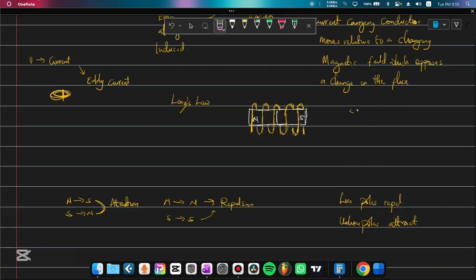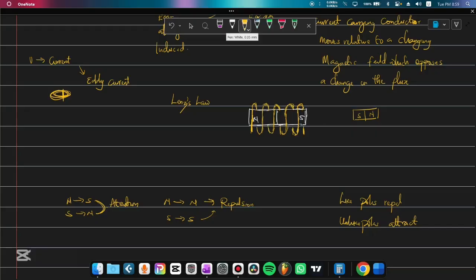Don't worry, with enough replays, you'll understand. What if the magnet was coming like this? South, north. While it's trying to enter the coil, you need to understand the magnetic field.